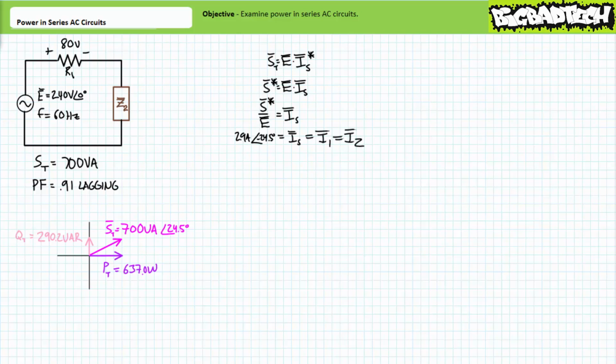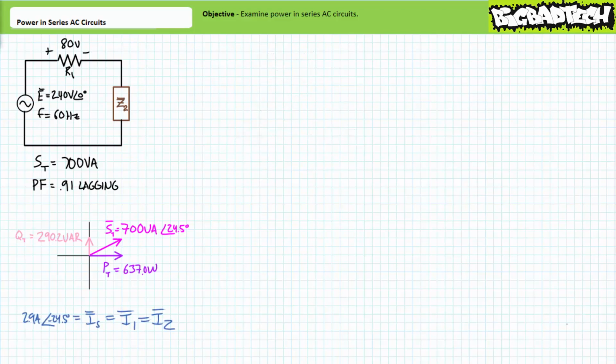Given this is a series circuit with a single path for current, it can be said the current through the unknown resistor 1 is also 2.9 amps at an angle of negative 24.5 degrees, as is the current through the unknown element 2. Current through series circuits is the same. Let's put this current figure to the side and take a look at the voltage distribution within this series circuit.